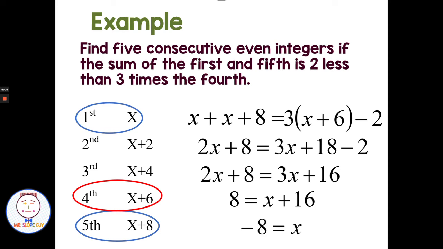So my first number is negative 8. So I have negative 8. Then if I add 2, negative 6. Add 2 again. And I get negative 8, negative 6, negative 4, negative 2, and 0.